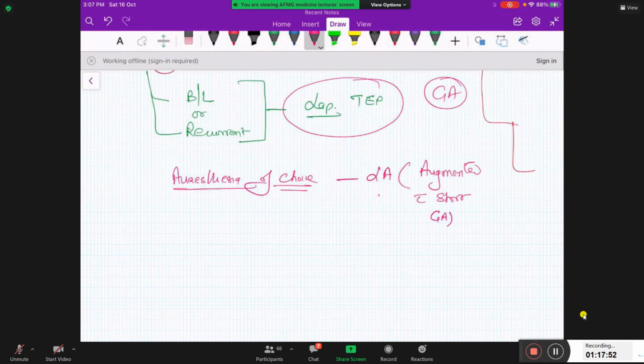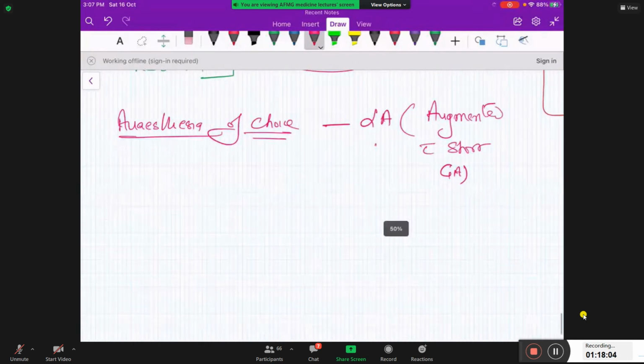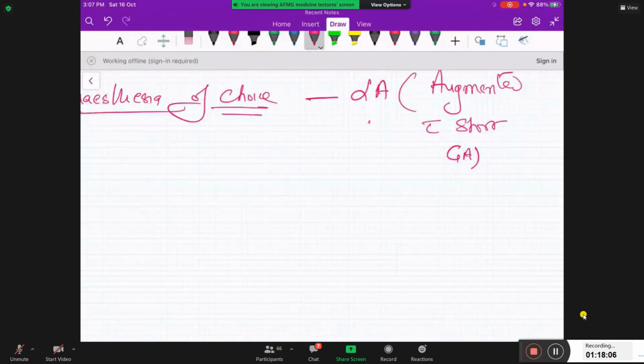Gangrene is class 4. Obstructed inguinal hernia repair will be class 3. Strangulated will be class 4. Okay, let's move ahead. So this was our discussion on inguinal hernia.